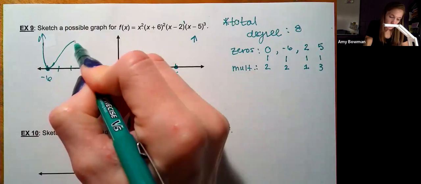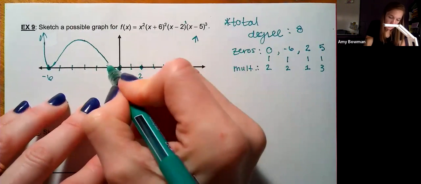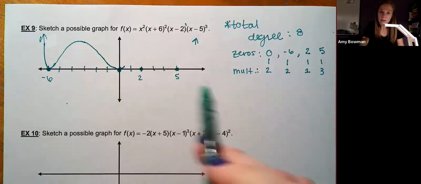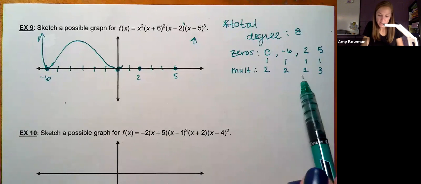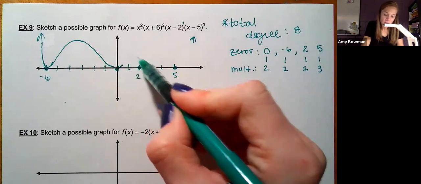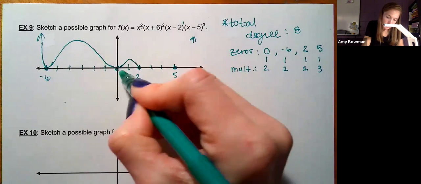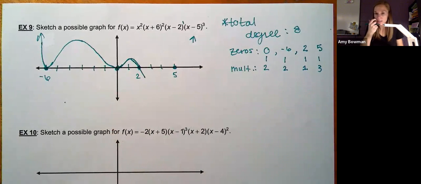So in between, it doesn't really matter how high it's going. We're just sketching a possible graph. Okay, and then I'm going to stop. And my next 0 at 2 is multiplicity 1. So that means I need to go back up and just slice through that 0. So it's just cutting straight through the x-axis at 2.